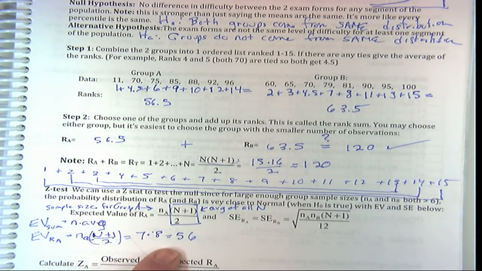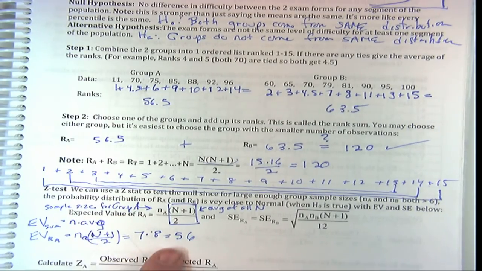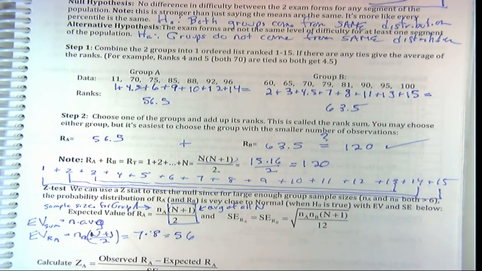Does that make sense? Why would you expect that? If you randomly divide them up, you're not going to expect all the low numbers in one group and all the high numbers in another. You're just going to say, okay, on the average, you're going to have n times the average. That's what we always would think. Wouldn't you think that?